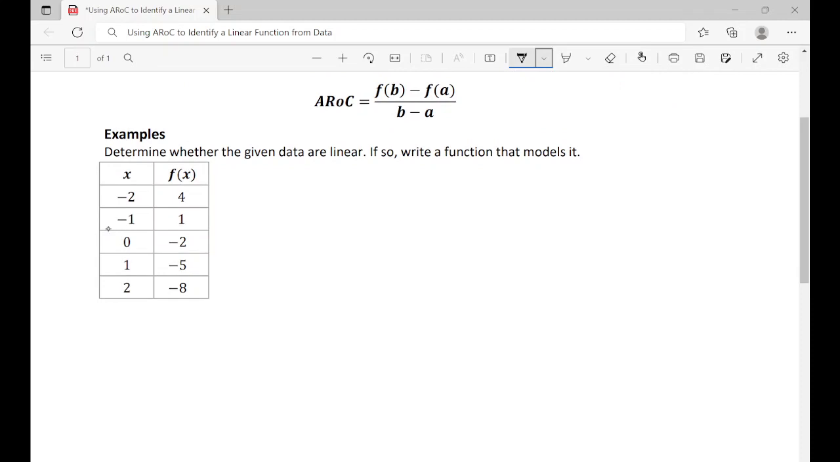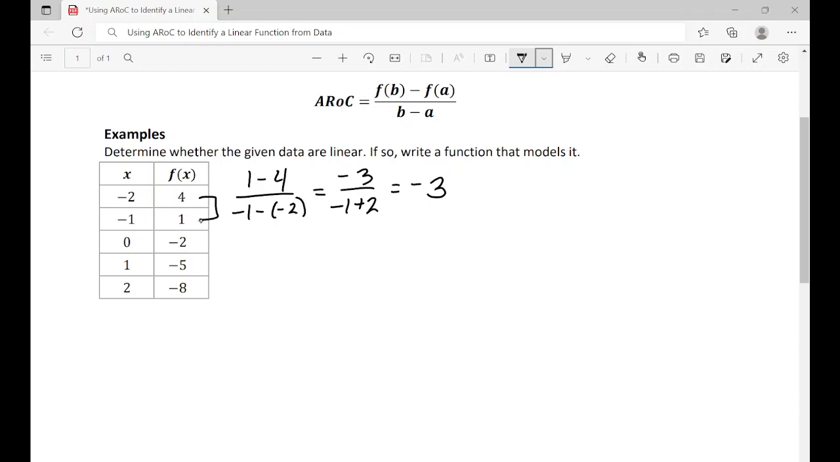So we're going to determine whether this set of data are linear, and if so, we're going to write a function to model it. First things first, we're going to find the average rate of change between these 2 points here. So we're going to do 1 minus 4 over negative 1 minus negative 2. Simplify that down, we're going to get negative 3 over negative 1 plus 2, which is just going to give us negative 3. So that's the average rate of change between these 2 points first.